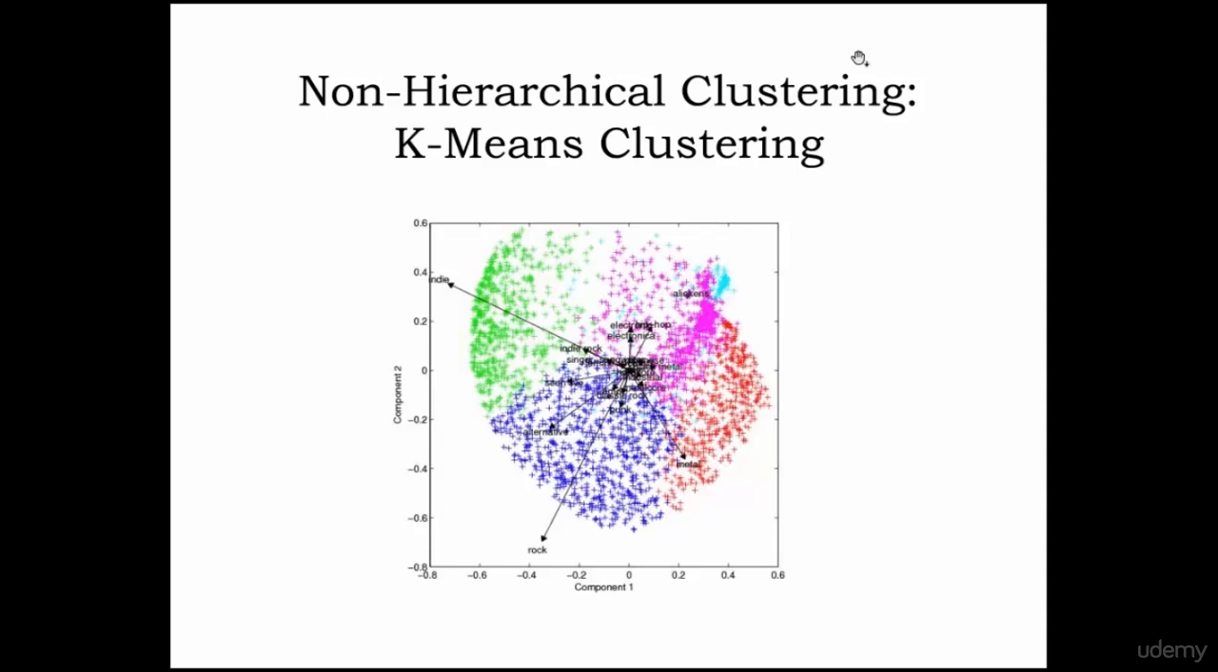Let us now discuss k-means clustering, which is part of non-hierarchical clustering. The key difference between hierarchical clustering and non-hierarchical clustering is as follows. In hierarchical clustering, we generate a cluster, look at the dendrogram, and then decide on how many clusters we want.